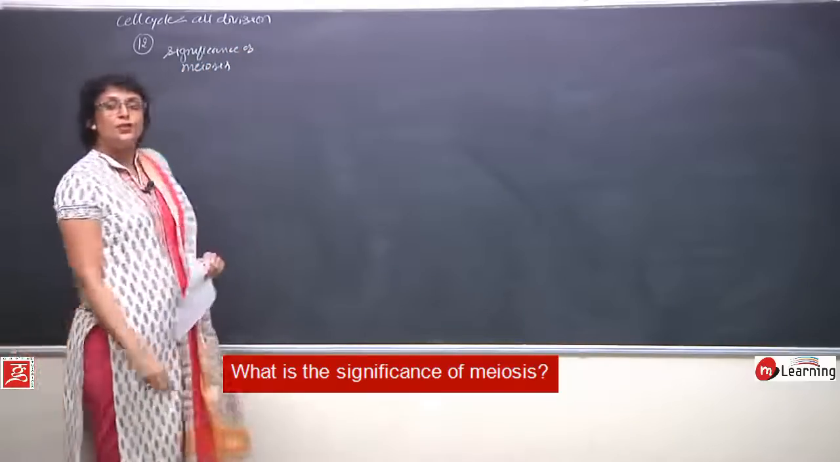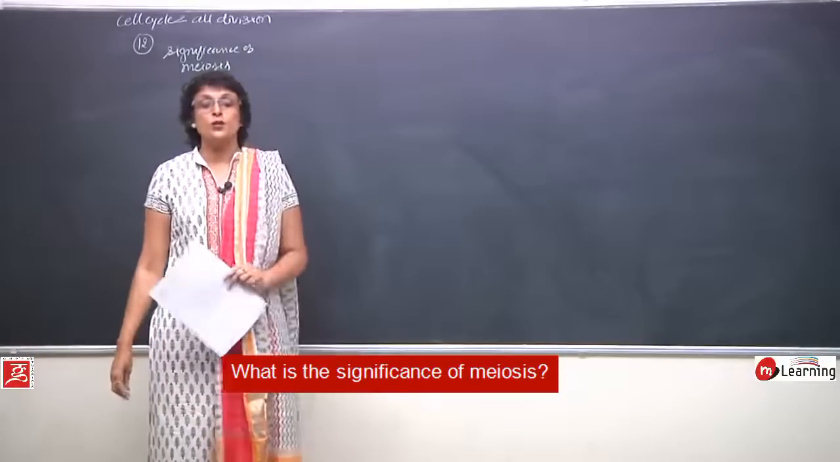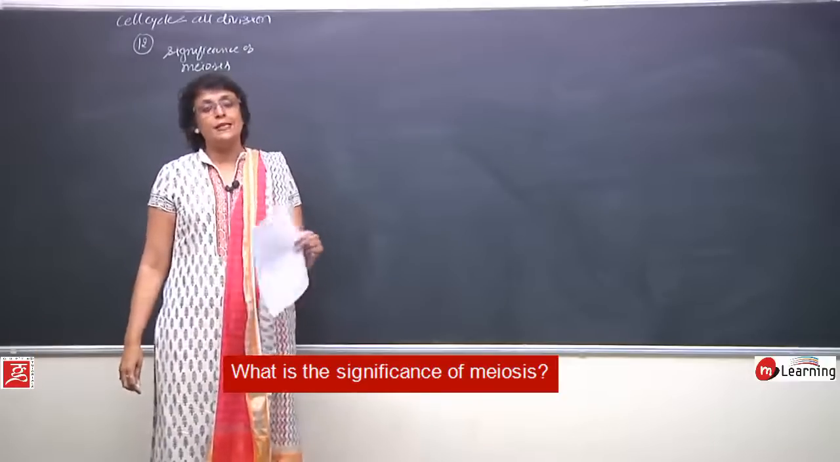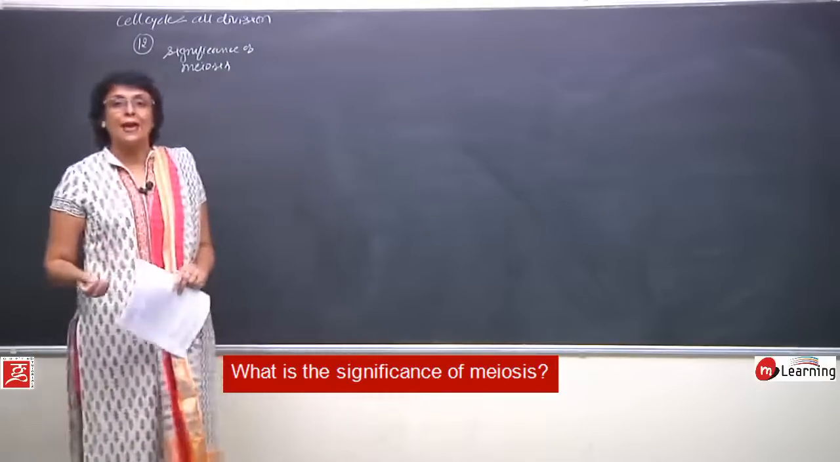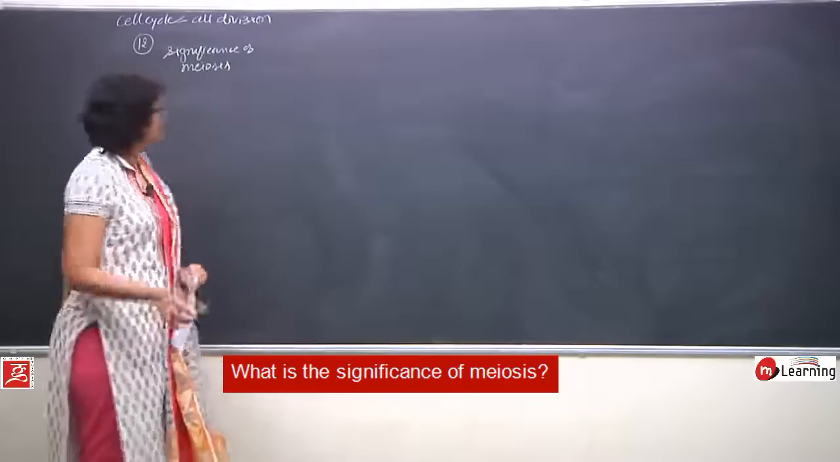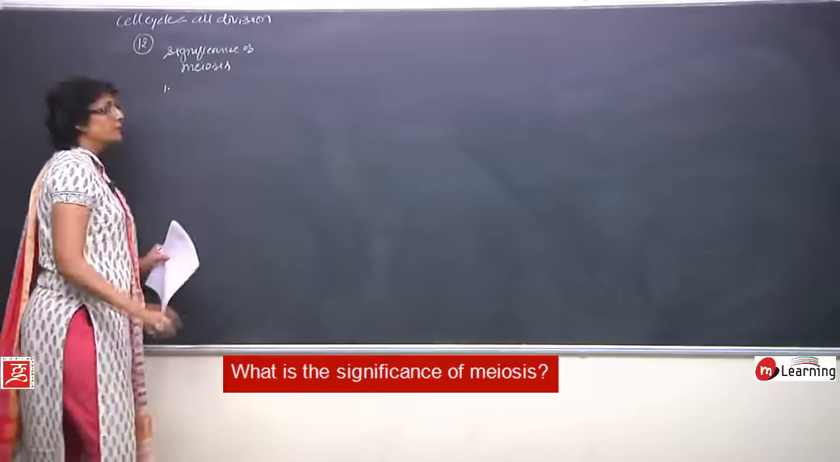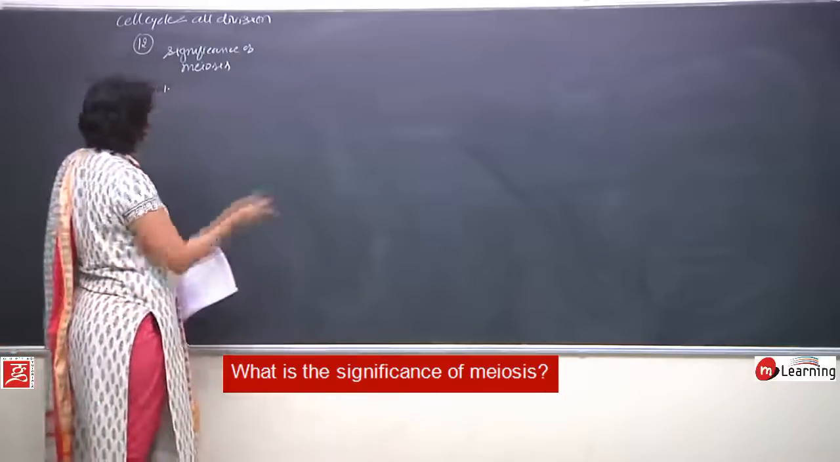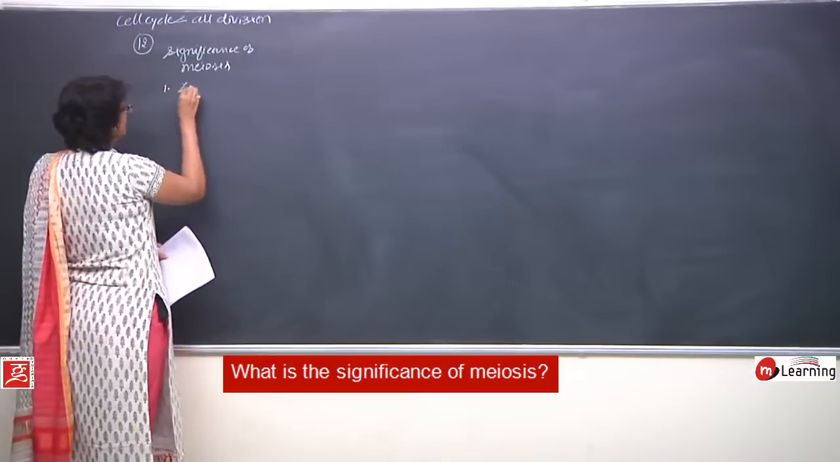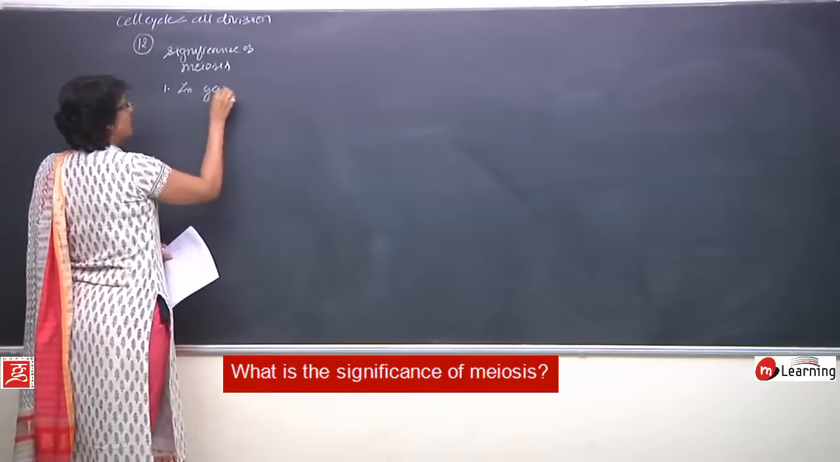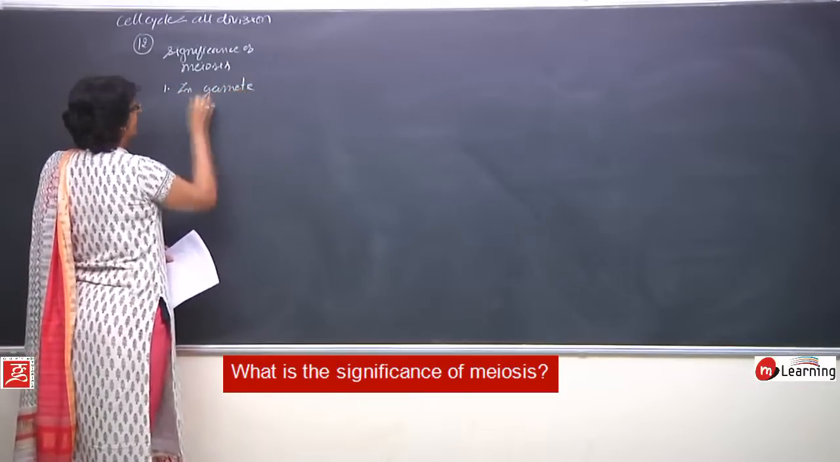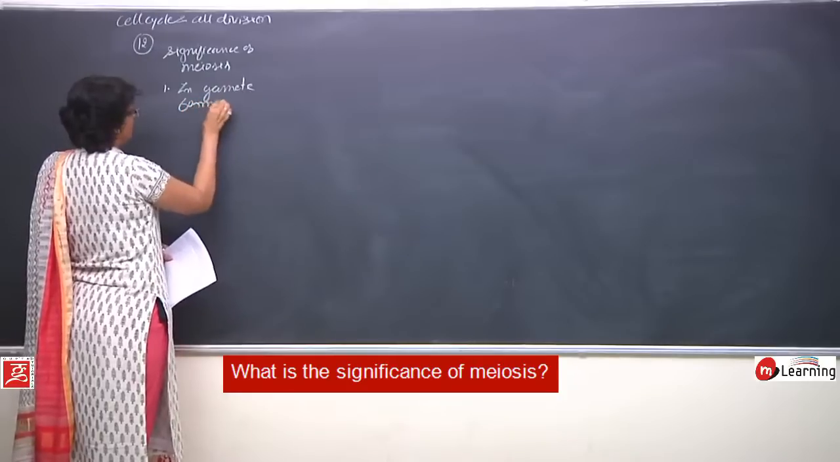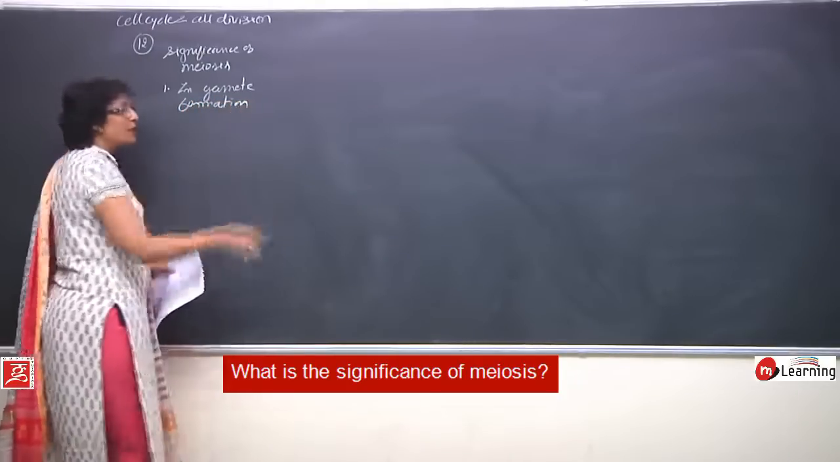Meiosis is the reductional division. It helps in formation of 4 haploid cells. These haploid cells, what do they act as? They act as gametes. So the first important point about meiosis is that it helps in gamete formation.